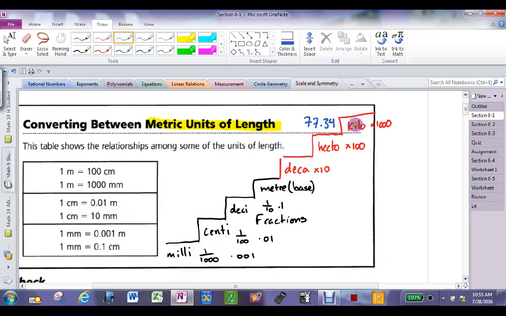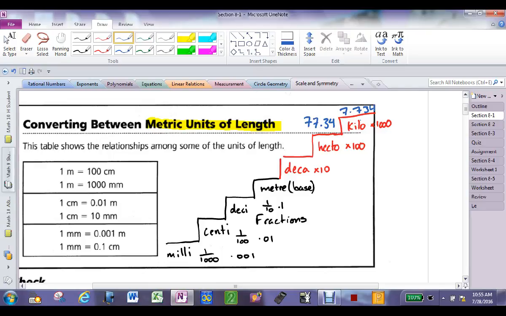Are kilograms bigger or smaller than hectograms? Bigger. So if I multiply by 10, this number is going to get bigger, isn't it? That's not what we want. It's really got to get smaller, doesn't it? So this would be 7.734 kilograms. When you go up, you are dividing, because the value is getting bigger and the numbers are getting smaller.